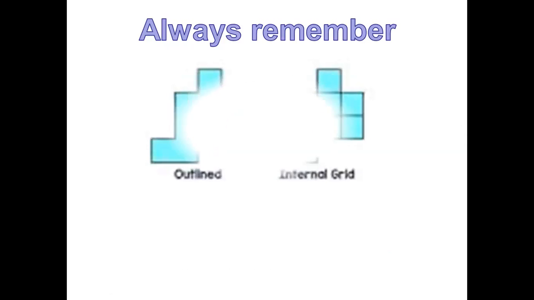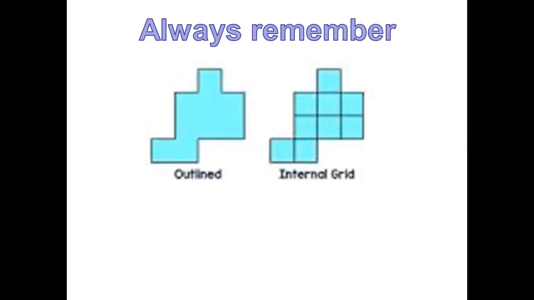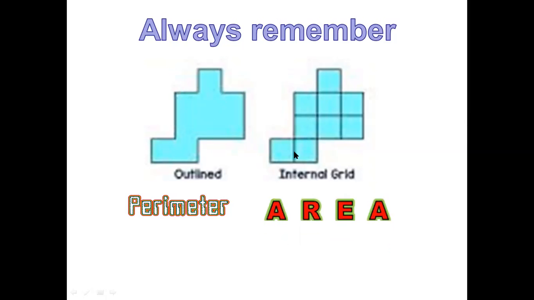Always remember that for any perimeter you need to look at the outside, while the area is from inside. So the perimeter, you don't need to look inside the shape, you have to look outside the shape, while the area you need to look inside the shape.